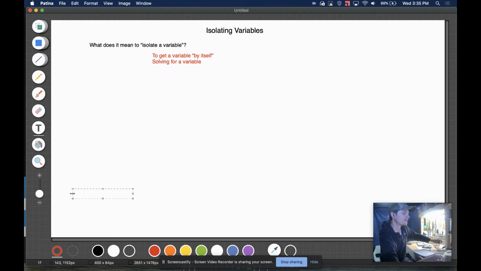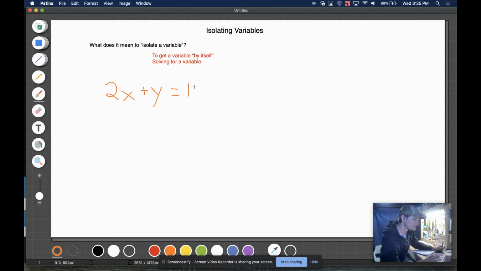Okay, let's go ahead and look at a few examples. This is a crucial skill that you're going to need. So if we look at a few examples, I'm going to make some up because it doesn't matter. Let's say we have 2x plus y equals 12. How would I isolate the y? Remember, variables are just the letters that you see in math problems. Those are the variables. So how would I isolate this?